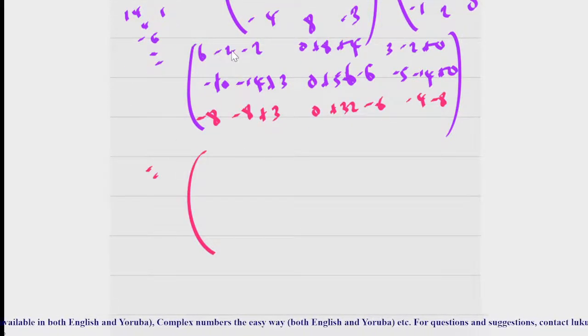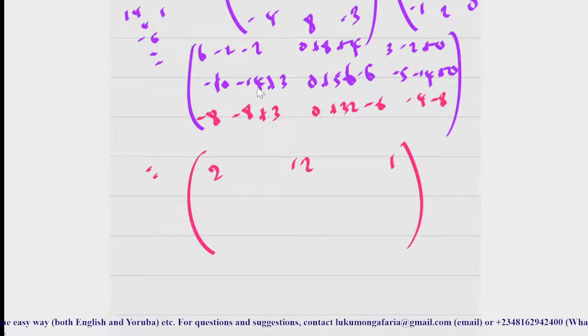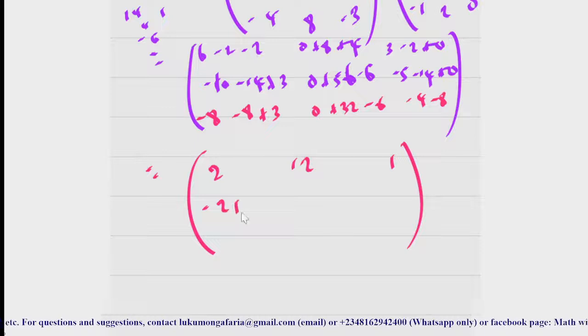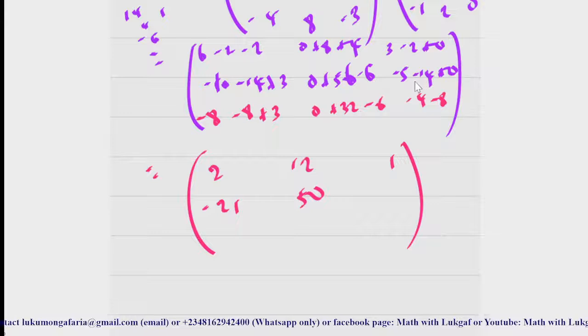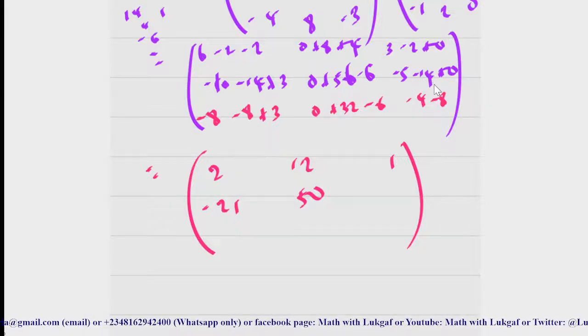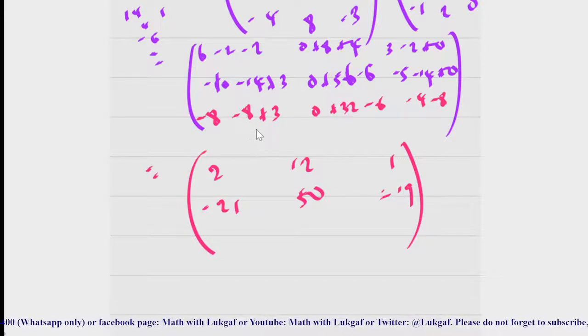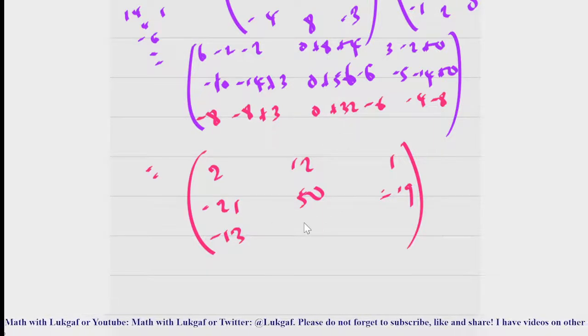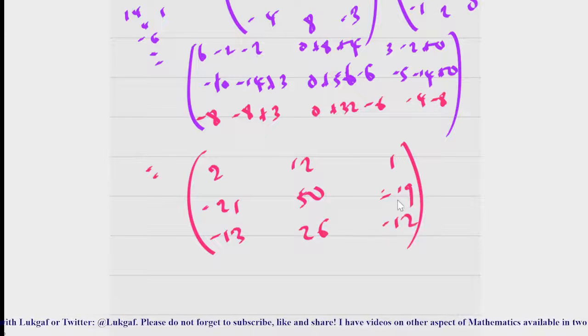This guy will now give me 6 minus 2, 4 minus 2, that is 2. This is 12. This is 1. Minus 10 minus 14, that's minus 24. Minus 24 plus 3, that's minus 21. 56 minus 6, that is 50. So minus 6, minus 5 minus 14, that is minus 19. Minus 8 minus 8 minus 16 plus 3, that is minus 13. 32, that is 26. And minus 12.